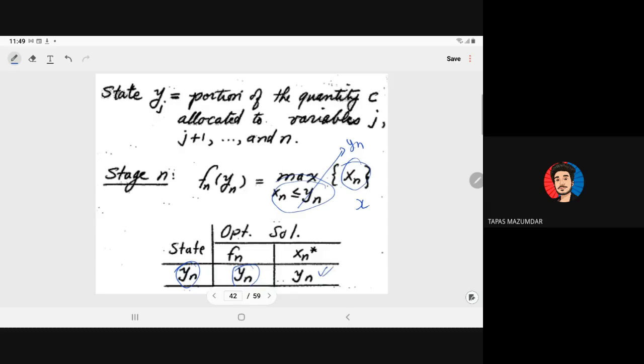Clear this part? I am saying that you have to maximize. If x can take values up to 5, where do we have the maximum value? At 5 only, right? So that is the logic.